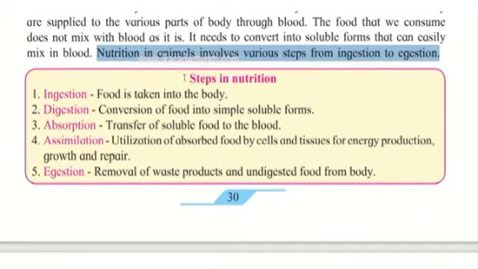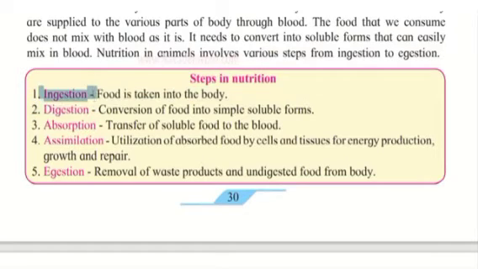So let's understand these steps. The steps in nutrition are: first is ingestion, that is how the body takes in food. Food is taken into the body, isn't it? So that is called ingestion. There are various ways in which animals take in food. Now, digestion. What is digestion? Digestion is conversion of food into simple soluble forms. We just learned that the blood is not able to take the food that we eat. So this has to be broken down into simple soluble forms wherein the blood can take all the nutrients from the food.